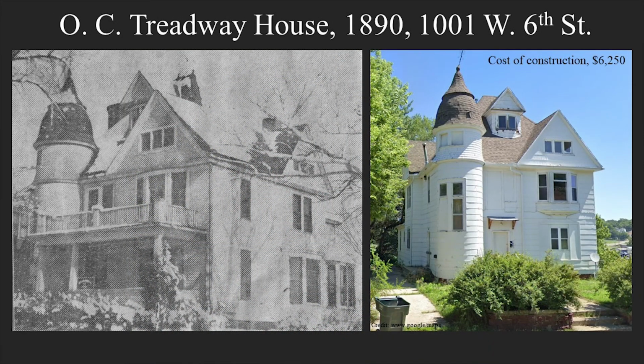The Ogilvy C. Treadway House, built in 1890 at 1001 West 6th Street. You can see the newspaper clipping image on the left showing the house back in the 1930s and what the house looks like today, because this house is still standing. It cost $6,200 and some odd cents to build.